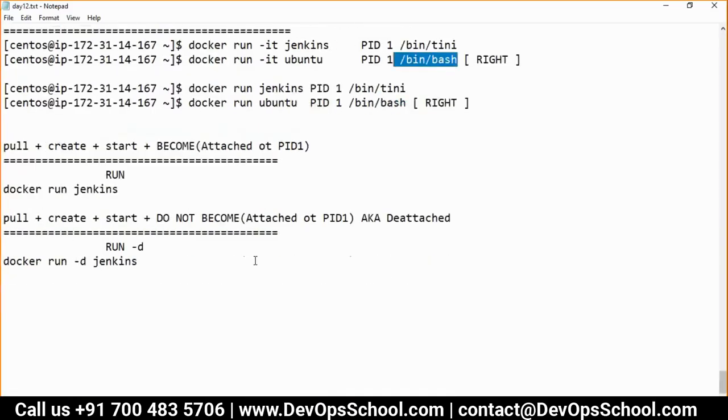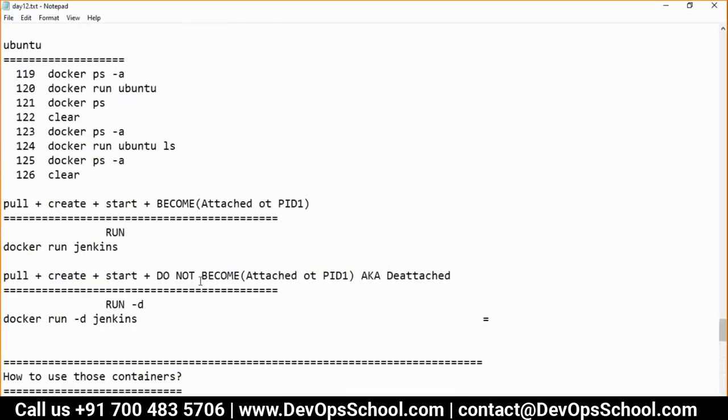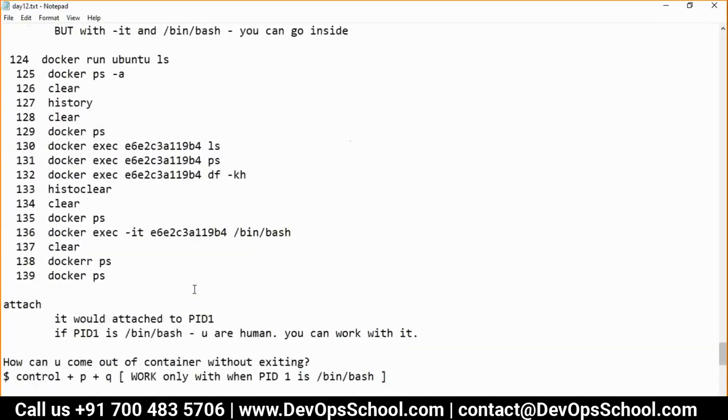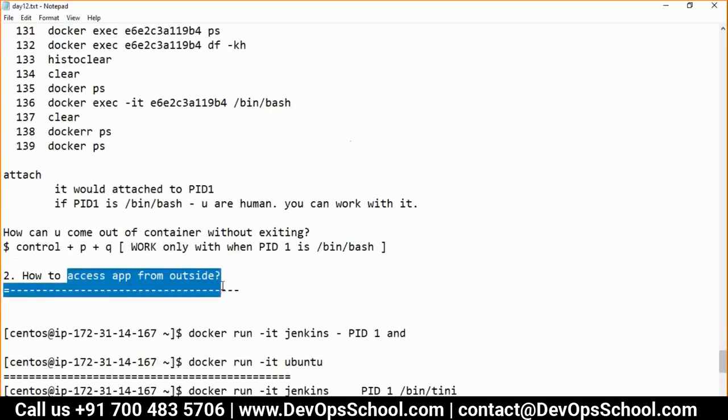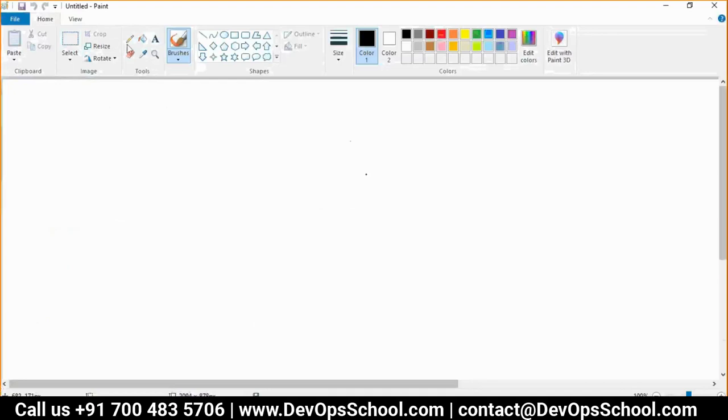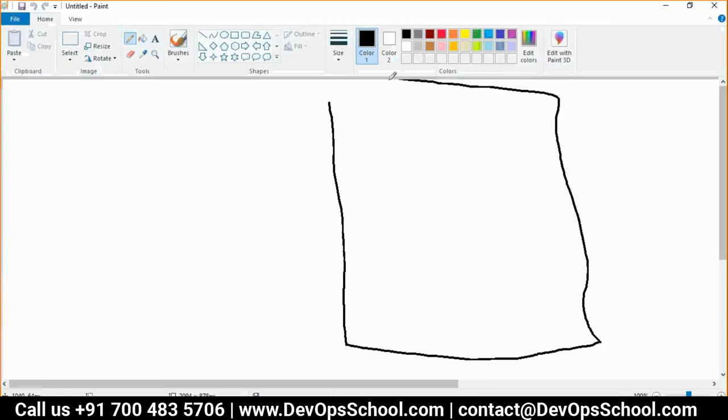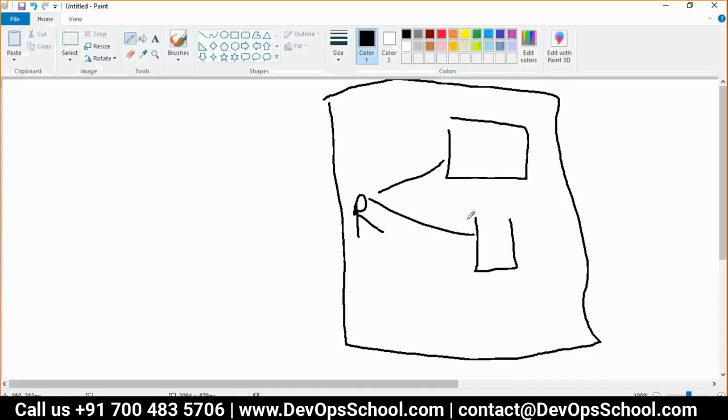Okay. Now the last situation: how to access an application from outside. For that we need a little bit of understanding. Okay, look at this, guys. This is your home, and this is a router, and this is powering your laptop, your mobile, your second mobile.